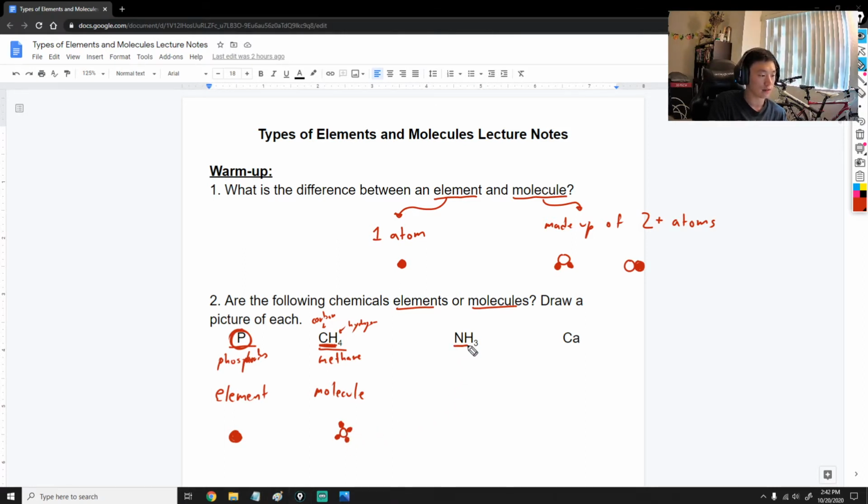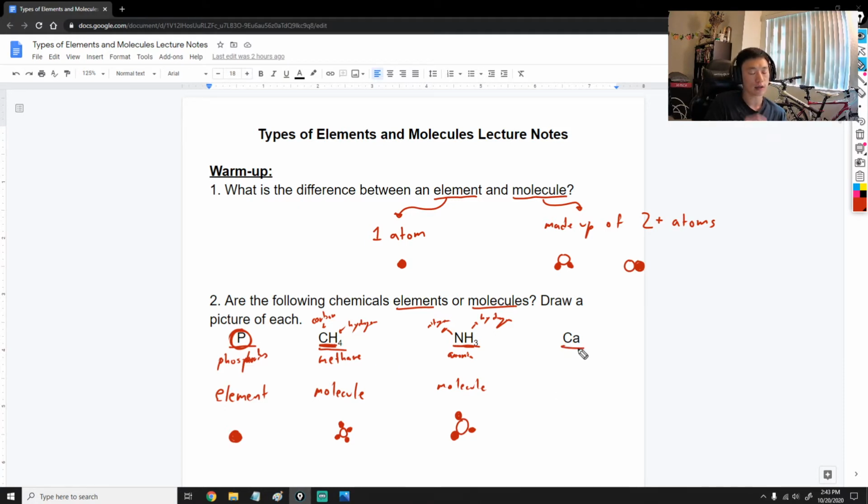Same thing here, we have NH3, this is ammonia. This one is made out of nitrogen and 3 hydrogens. We know that because there are multiple capital letters. The capital N is nitrogen, and the capital H is hydrogen. So this one is going to be a molecule. If we drew a picture of this, we would draw nitrogen in the middle and then 3 hydrogens connected to it. So you can tell that there are multiple things making up these molecules.